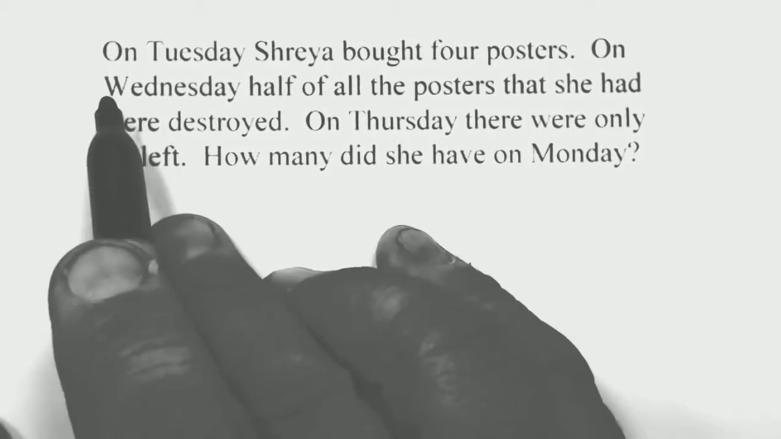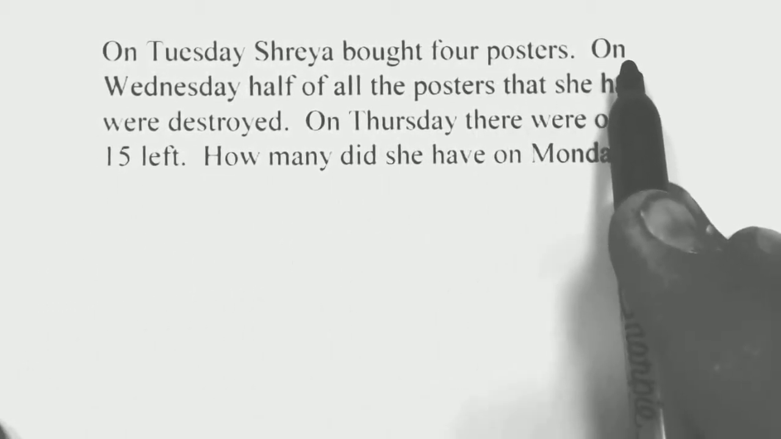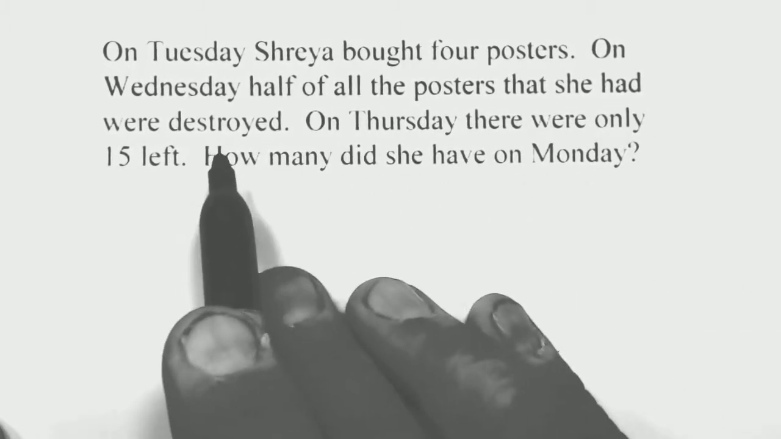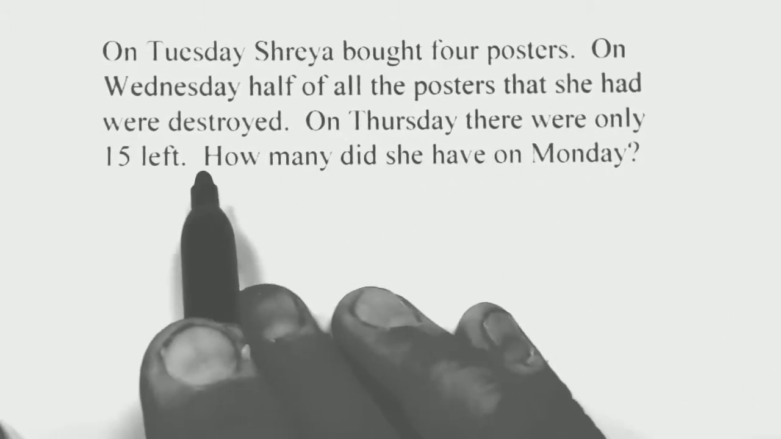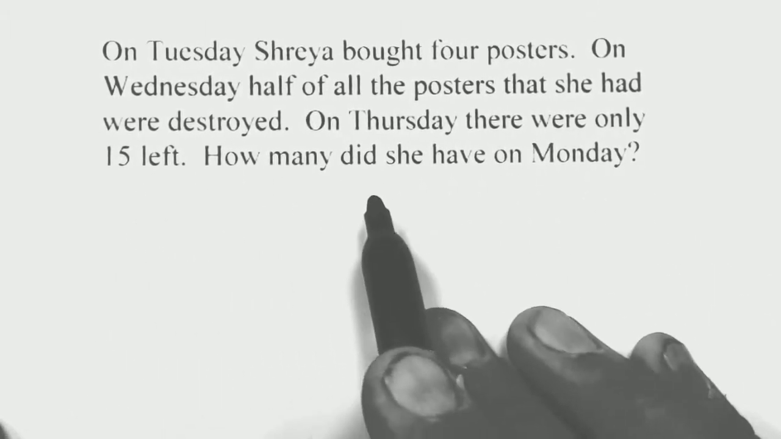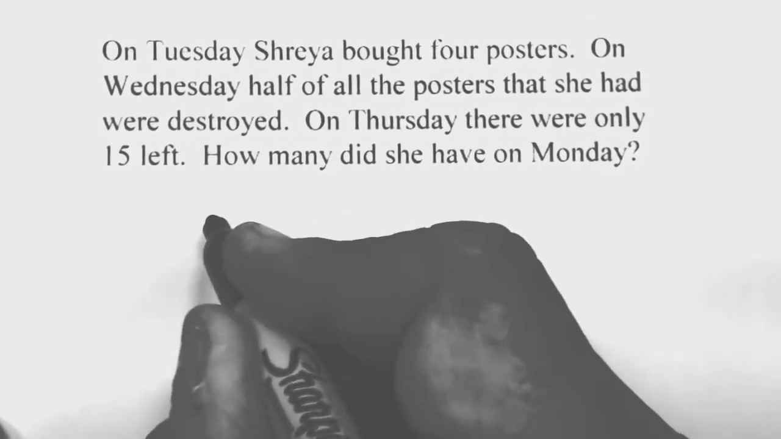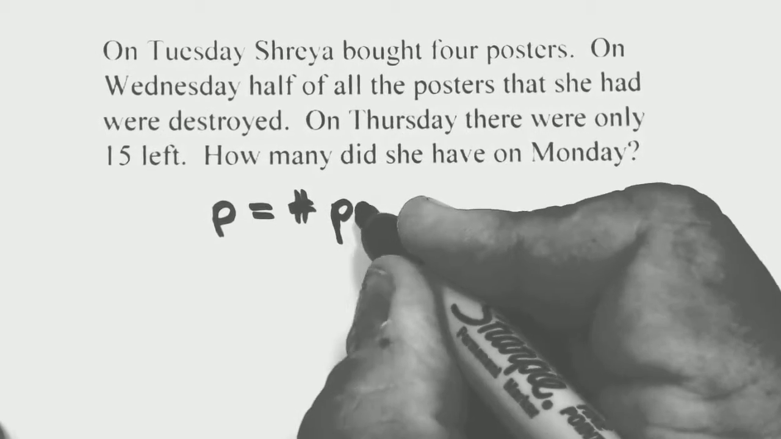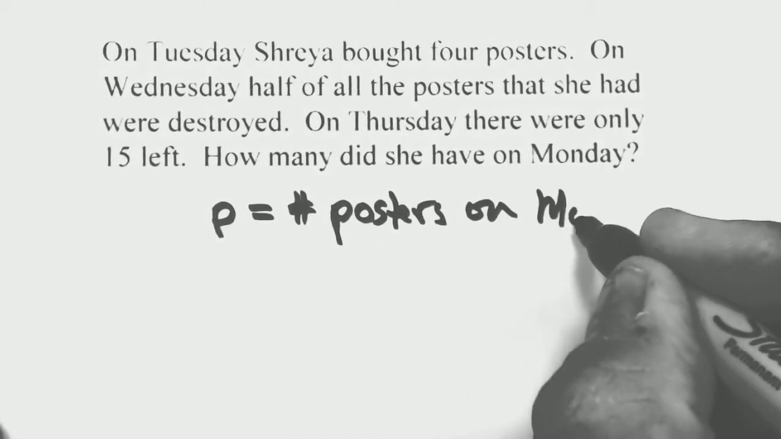Okay, here we go. On Tuesday, Sharia bought 4 posters. On Wednesday, half of all the posters she had were destroyed. On Thursday, there were only 15 left. How many did she have on Monday? Well, okay, let's say P equals the number of posters that she had on Monday.